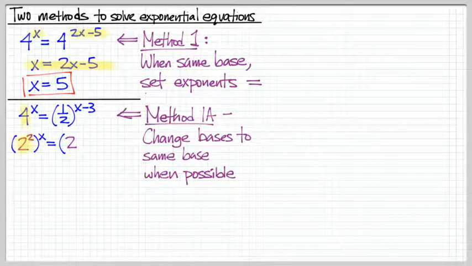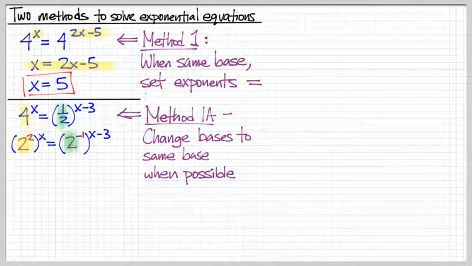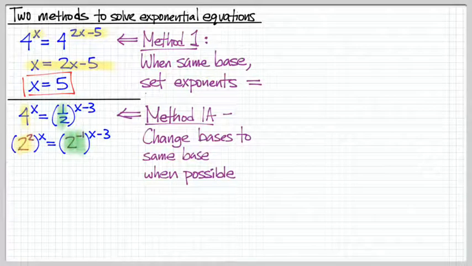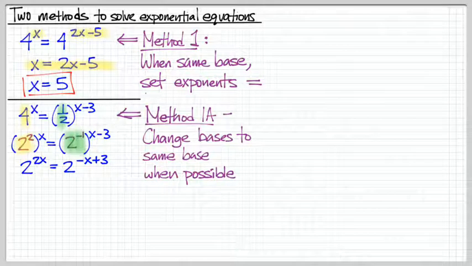Similarly, I want to take the 1/2 and turn that also into a base with 2 in it. And so that's 2 to the negative 1. And then we have x minus 3 here. So again, all I've done is I've taken the 1/2 and I've turned it into an equivalent number, but with a base of 2 instead. And so now I'm going to use my exponent properties and multiply my powers here. So I have 2 to the 2x is equal to 2 to the negative x plus 3.